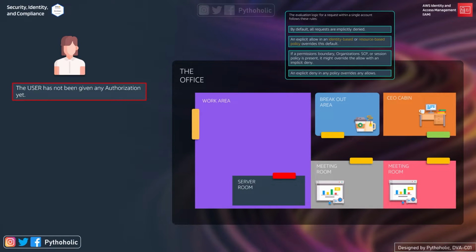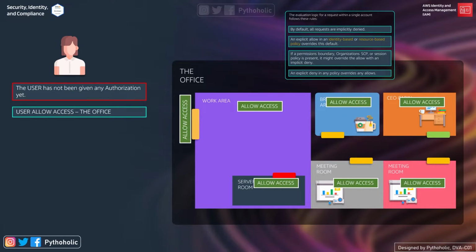Let's understand the permission with a real-time use case, which is a real-life use case. Let's suppose this is the user and this is the office space. This user by default has no access to the office premises. So what can we do? Let's add our first policy. User allow access the office. This will allow full access to the office like this, because we are granting the permission by using a policy that is user allow access to the whole office. So the user has full access to the office now.